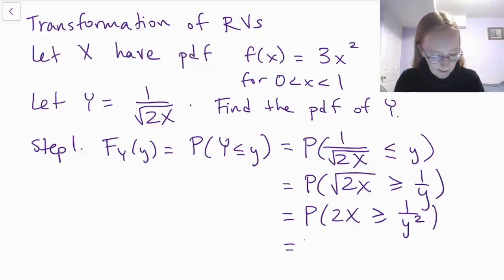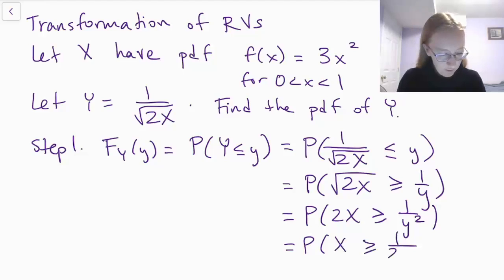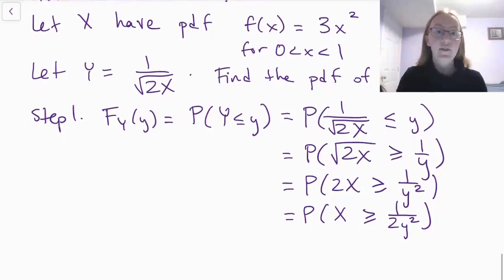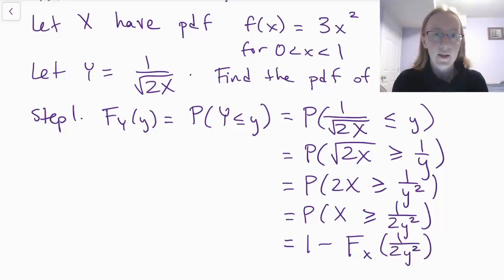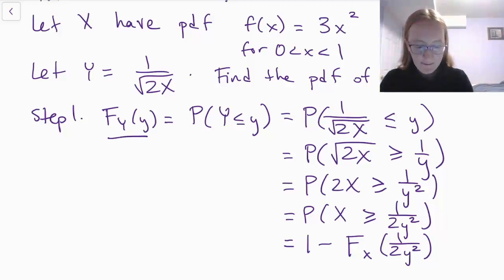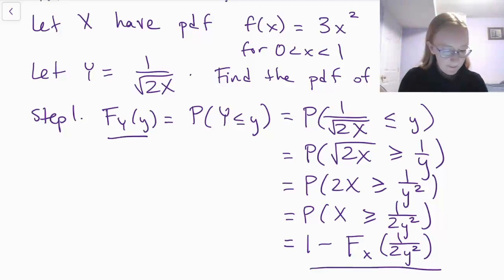Okay, probability that x is greater than or equal to 1 over 2y squared. Does that look right to me? I think so. So our goal though was to write big F of y in terms of big F of x. We haven't quite done that yet. Probability x is greater than or equal to something is just 1 minus big F sub x of 1 over 2y squared. So we've done step 1. We have written the CDF of y in terms of the CDF of x. It's a pretty messy looking expression, but we've done it.